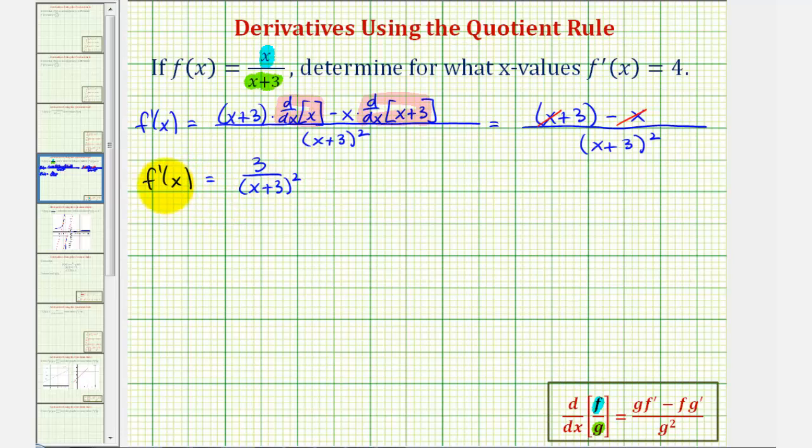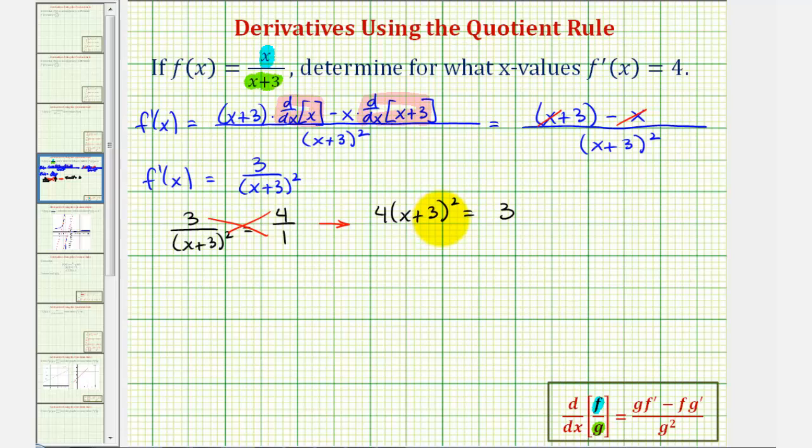So our goal is to determine for what x values the derivative function is equal to 4. So now we'll set this equal to 4 and solve for x. So we'd have 3 divided by the quantity x plus 3 squared equals 4. Let's write it as 4 over 1. And now to solve for x, we'll cross multiply. 4 times the quantity x plus 3 squared must equal 3 times 1, or 3.